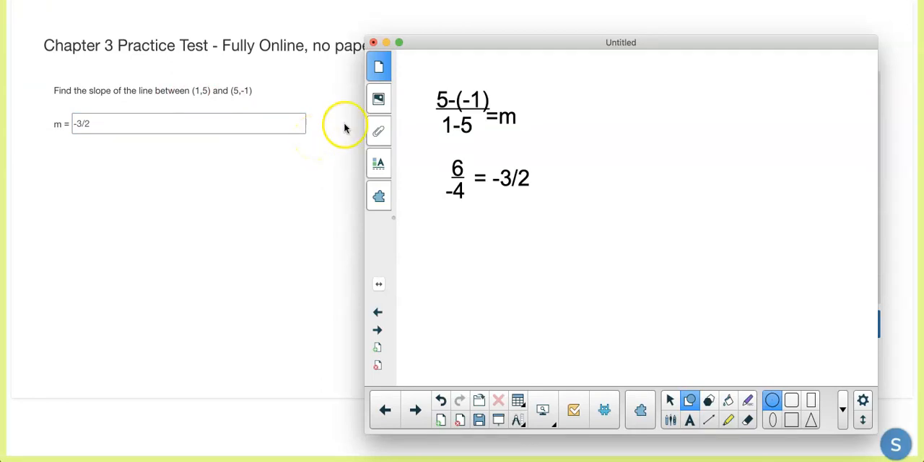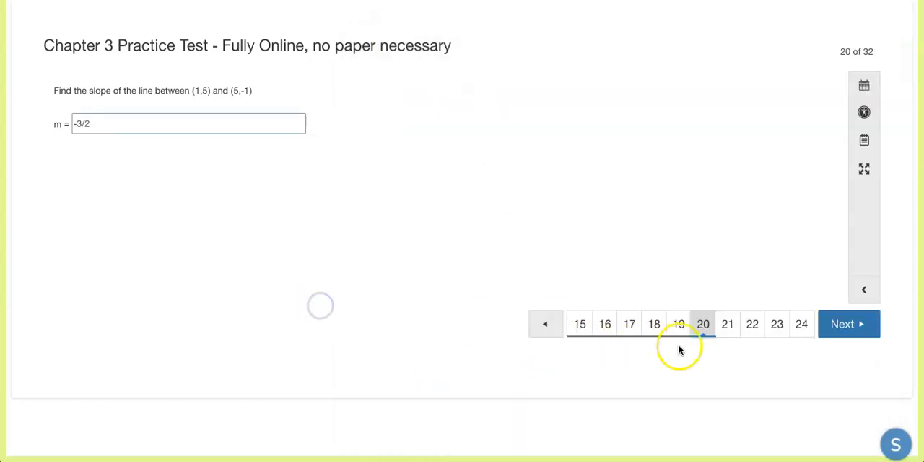Okay, so the y's up top, 5 and negative 1, and then the x's on the bottom, 1 and 5. Going left to right with both of those. I got 6 up top and then -4 on the bottom, which simplifies to -3/2.